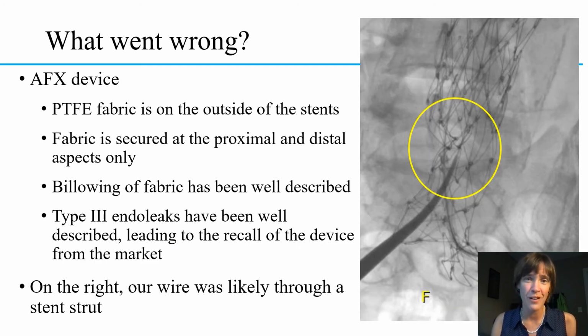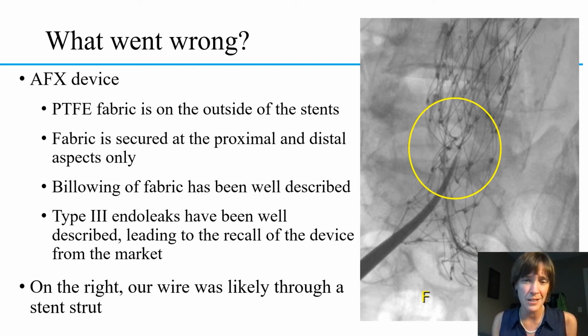So what went wrong? Well, I think we knew it was an AFX device, and we knew that in that scenario the PTFE fabric is on the outside of the stents, in contrast to all the other devices on the market. And the fabric is only secured at the proximal and distal aspects. And billowing of the fabric has been well described. In fact, type 3 endoleaks, the reason we were performing this case, have been well described and actually led to the recall of the device from the market in the US because of this high rate of type 3 endoleak.